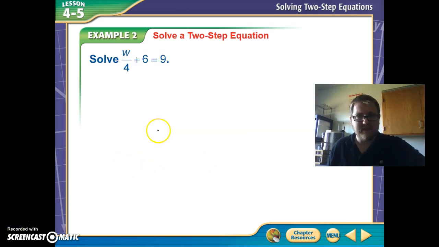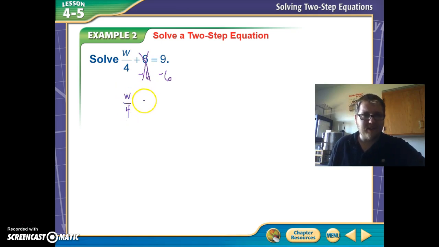With this example, we've got w over 4, or w divided by 4, plus 6 equals 39. Again, let's get this w term by itself. So we'll subtract 6 from either side. The 6 plus negative 6 is 0, so it goes away. We get w divided by 4 equals 39 minus 6, which is 33.